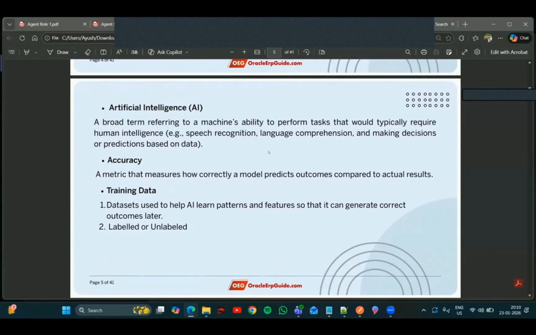Data can be labeled or unlabeled. Labeled means you give a picture of a cat and you label that this is a cat. So that's called labeled data. And with unlabeled data, we will not label the images or data as anything. The model would itself try to understand the similarities between the images and try to group similar images together.